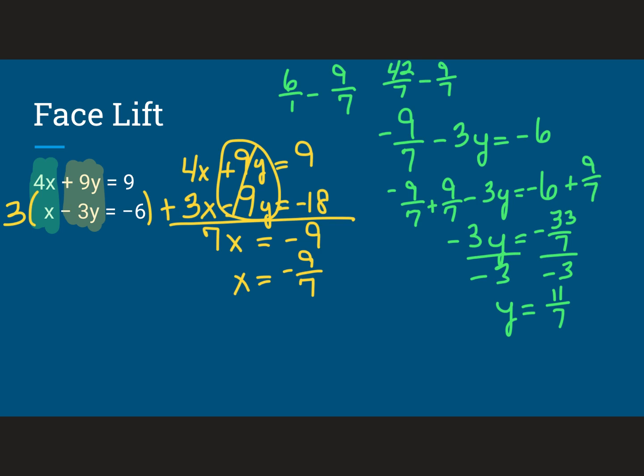So, not too horrible. It is sort of a wonky number, but that's okay. Our x value is negative 9 over 7. Our y value is 11 over 7. It's okay to get fractions.